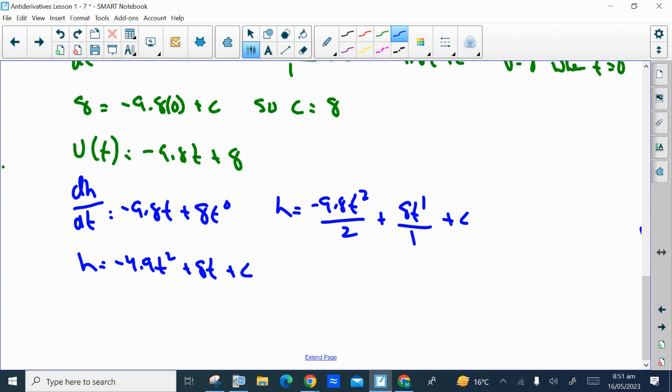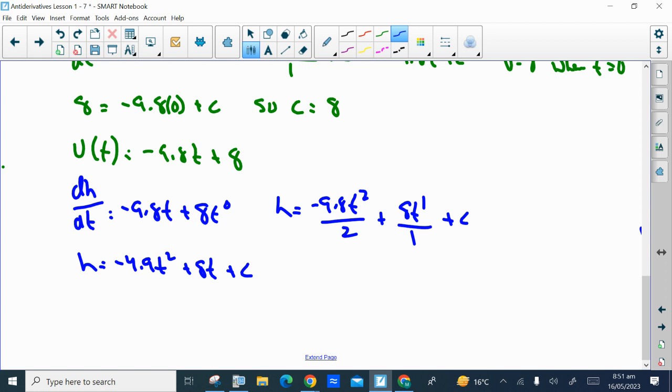So you should recognize that negative 4.9. You would have seen that before whenever an object was thrown up and gravity's acting on it. We often got that initial term of negative 4.9, even going back to work you did in 20-1.